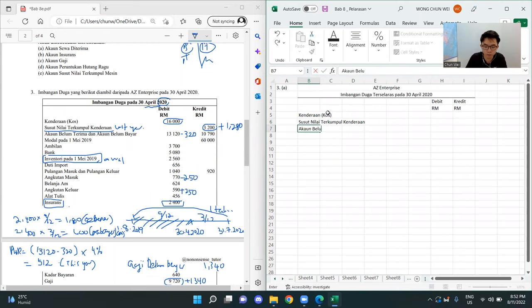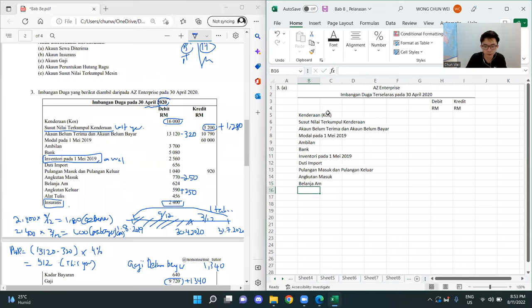account belum terima dan account belum bayar, modal pada 1 Mei 2019, ambilan, bank, inventory pada 1 May 2019, duty import, pulangan masuk dan pulangan keluar, angkutan masuk. So just type all in. Okay, just write on your book.